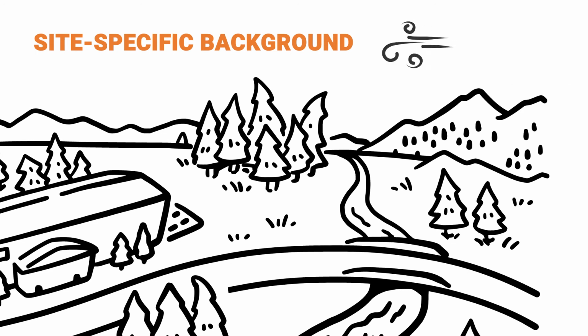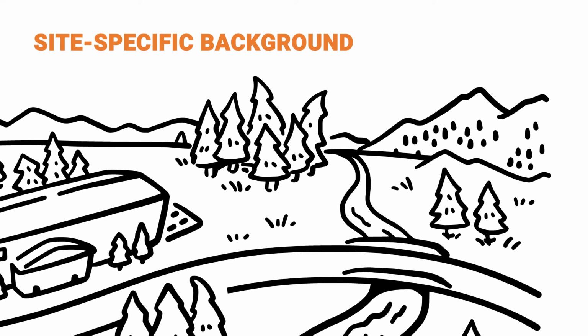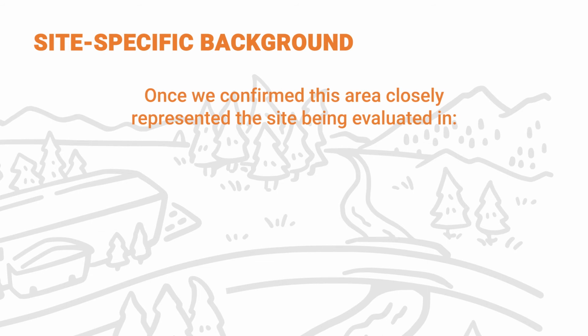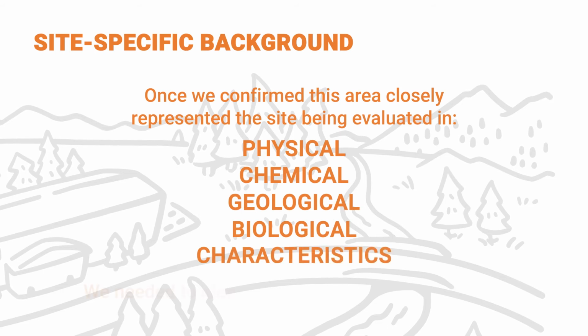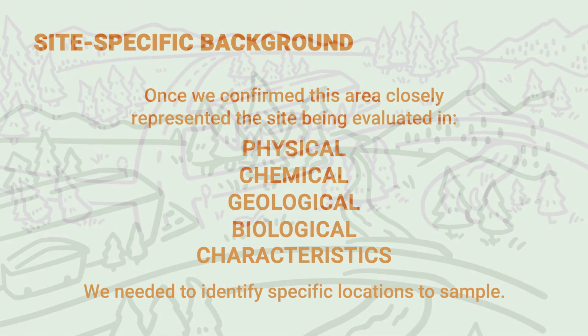We investigated the history of this area to make sure that there were no known sources of contamination. For our case study, the area east of the creek, but not in the mountains, contained similar characteristics as site soils. Once we identified this area closely represented the site being evaluated in physical, chemical, geological, and biological characteristics, we needed to identify specific locations to sample. For more information on sample design for a background study, please refer to video 2.